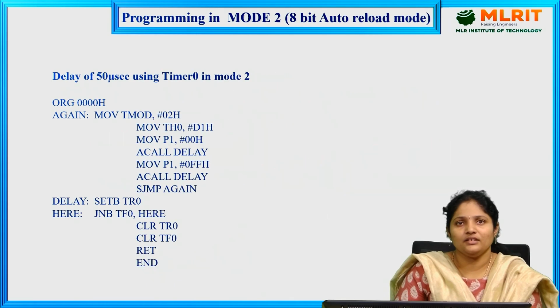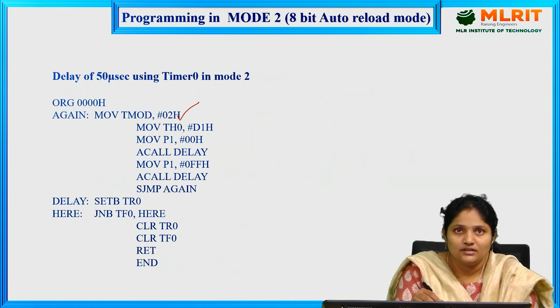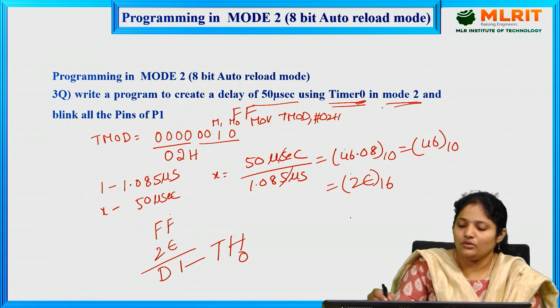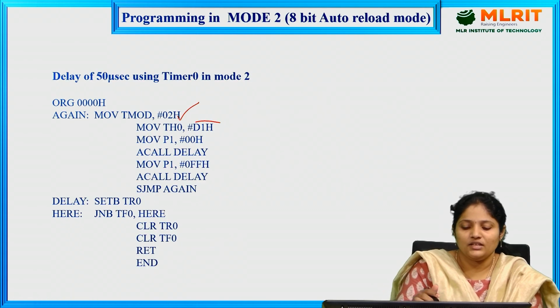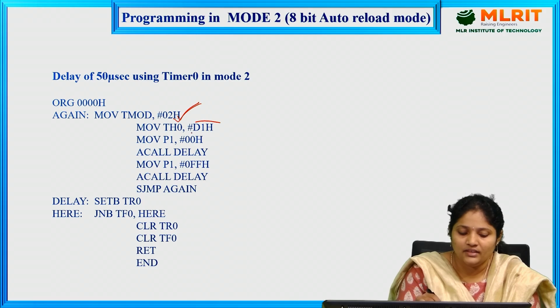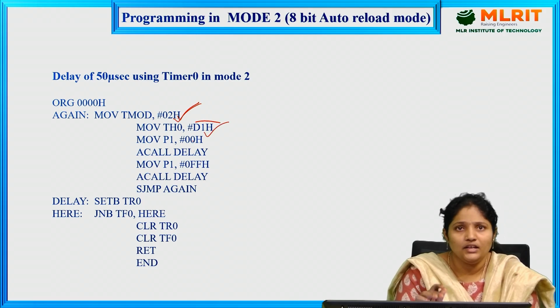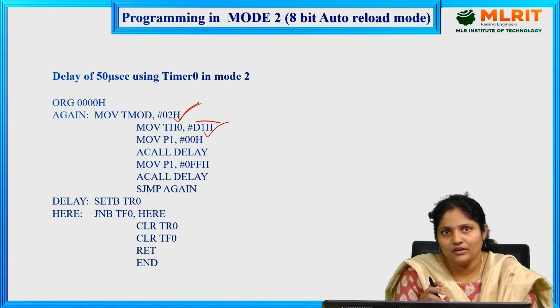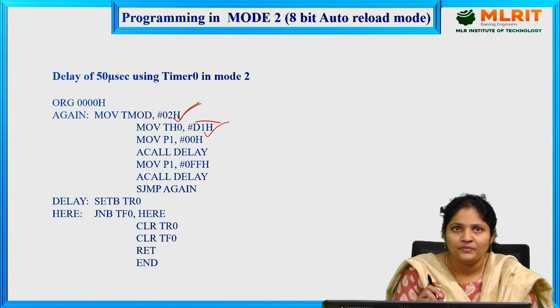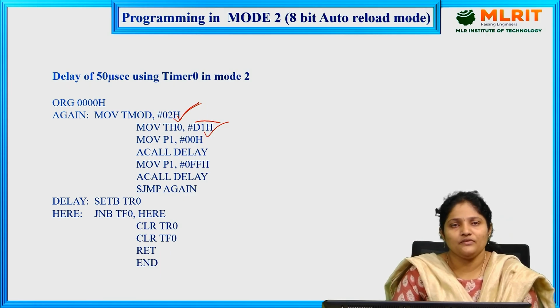Now let's start writing the program. The first thing is to load the TMOD register. I have already told you the value, 02H. That's why we are loading 02H, and the value is D1. Here there is no need to write the TL value, because the 8-bit auto-reload timer will automatically load the TL0 value with the TH0 value, right? Yes, the same procedure as in the first program. The main thing is we need to load TMOD and the TH and TL values into the registers.